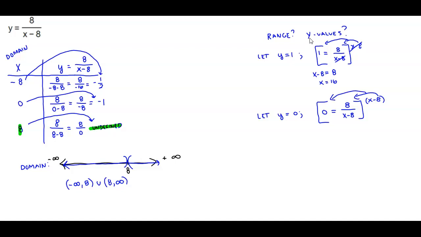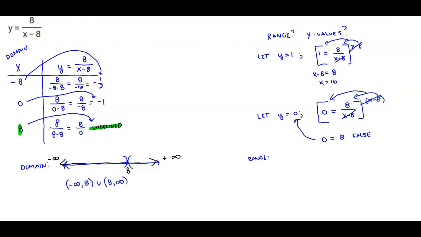Now, if we take x minus 8 and multiply it by 0, we get 0. And if we take x minus 8 and multiply it by the second term, well, that's going to eliminate that, and we get 0, which is equal to 8, which is a false statement. And the only time it happens is when y is equal to 0. So the only number that we have to exclude in the range is 0.